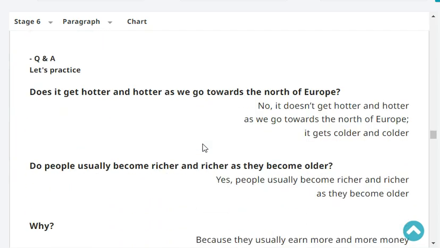Does it get hotter and hotter as we go towards the north of Europe? No, it doesn't get hotter and hotter as we go towards the north of Europe. It gets colder and colder.